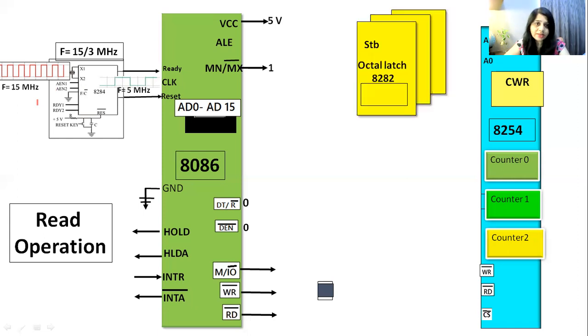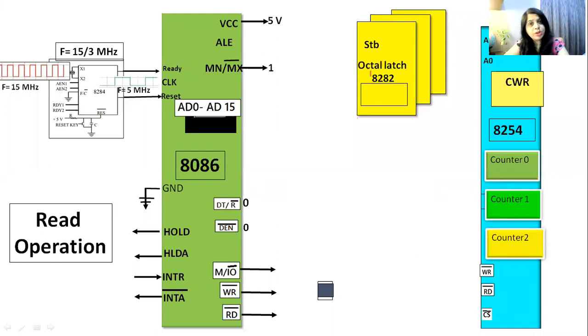Now on the right hand side, we connect the octal latch. 8282 is used for latching the address. We know that in 8086, AD0 to AD15 is the address data multiplexed bus. In the beginning, we use these bus wires to carry address, and later we use the same bus to carry data. And hence the address should be saved somewhere, and that is the reason we use here the 8282 octal latch.